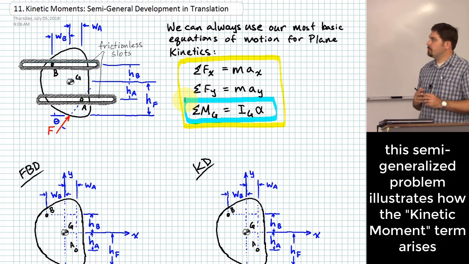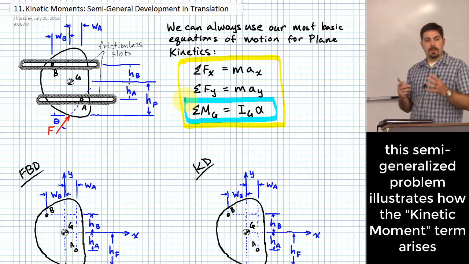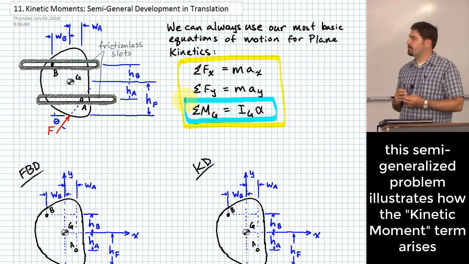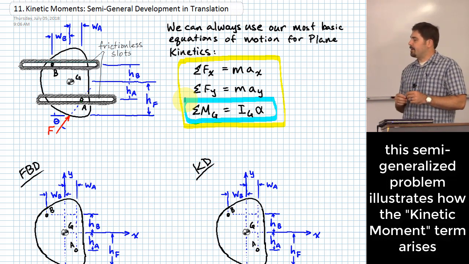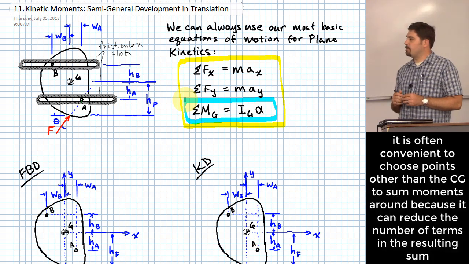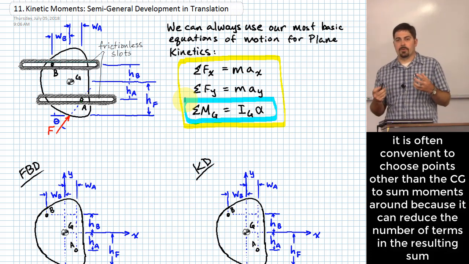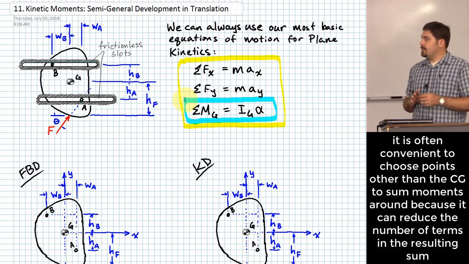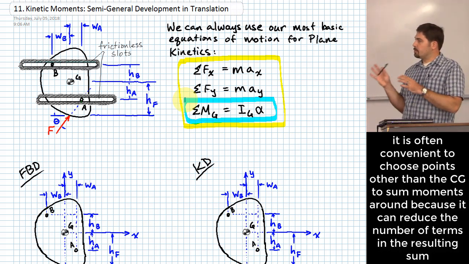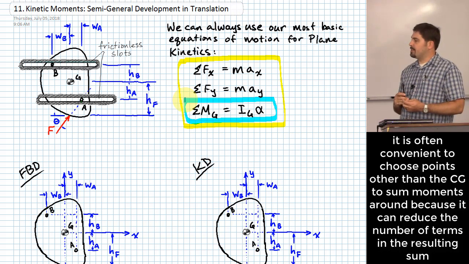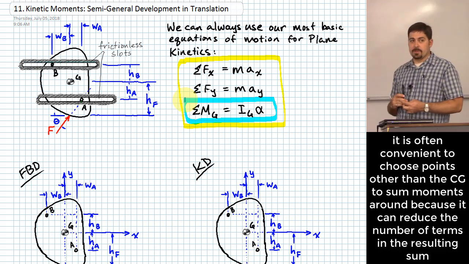In addition to weight, mass, and that kind of stuff, we also have an additional force F that's applied at some angle theta. And I put it on there so that the line of action of F would pass through point A. The reason I chose this as a scenario to illustrate why you might want to use this is that by having that force go through A, it becomes really attractive to think about A as a point around which to sum moments.